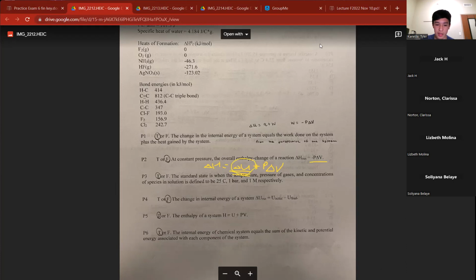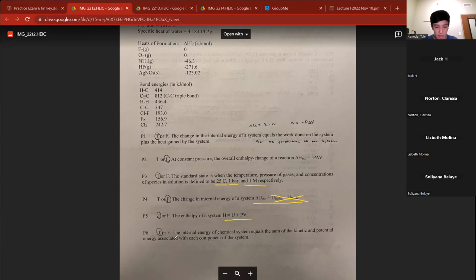Then for three, standard state is when the temperature, pressure of gases and concentrations of a species in the solution is defined to be 25 degrees Celsius, 1 bar and 1 M. That's just pretty much memorization. That's true. True or false, the change in internal energy of a system is equal to this. Well, we have never seen an equation like this before, and this is most definitely false. There's no such thing as internal energy initial and internal energy final, so that's false. Enthalpy of a system is this right here, that's true also.